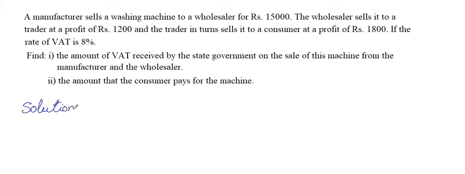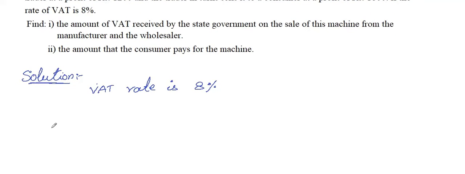Let's solve the question which I have written on the whiteboard. A manufacturer sells a washing machine to a wholesaler for 15,000. The wholesaler sells it to a trader at a profit of 1,200 rupees, and the trader sells to the consumer, which is the customer, at a profit of 1,800, and the VAT tax is 8%. So let's find the VAT from the manufacturer.